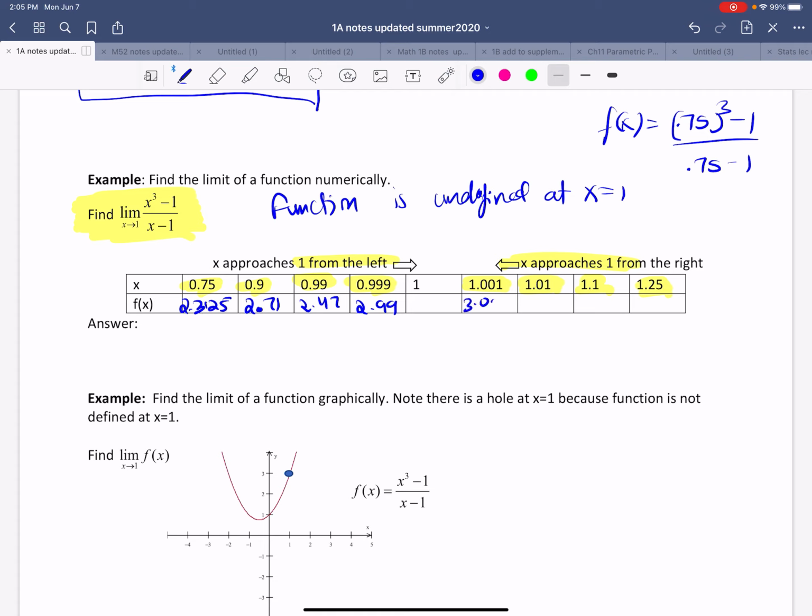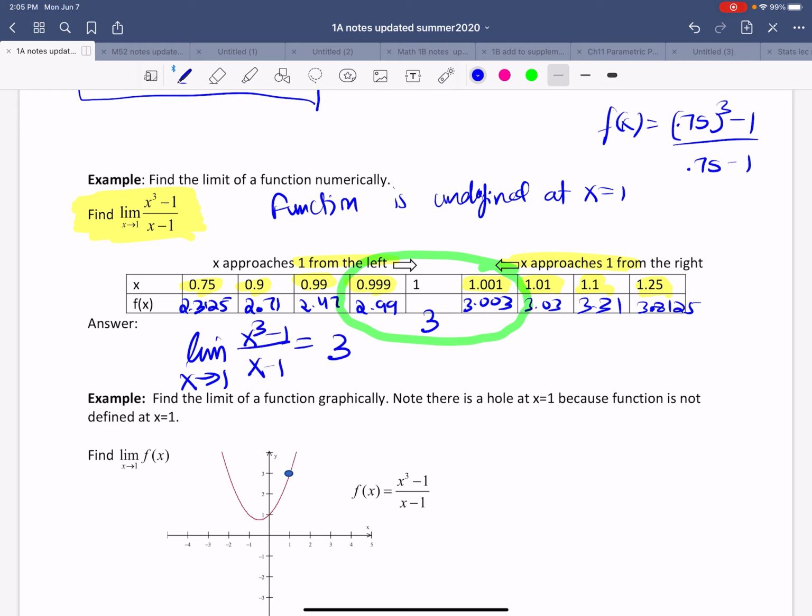We have 3.003, 3.03, 3.31, 3.8125. Okay, so now we want to estimate, as x is getting really close to 1, what value is y getting really, really close to? So I'm going to look at the values that are really, really close to 1. 2.99 and 3.003 look like as x is getting really, really close to 1, the y value is getting really, really close to 3. So I'm going to say the limit as x approaches 1 of x cubed minus 1 over x minus 1 is equal to 3.